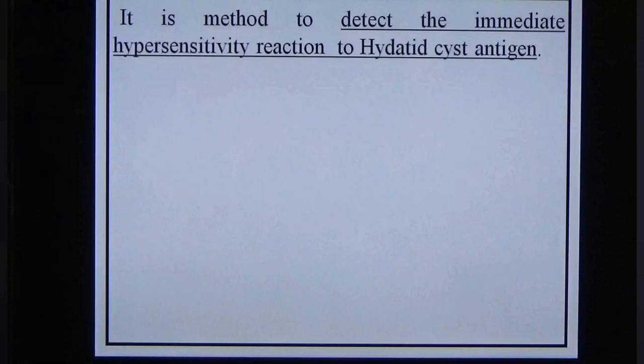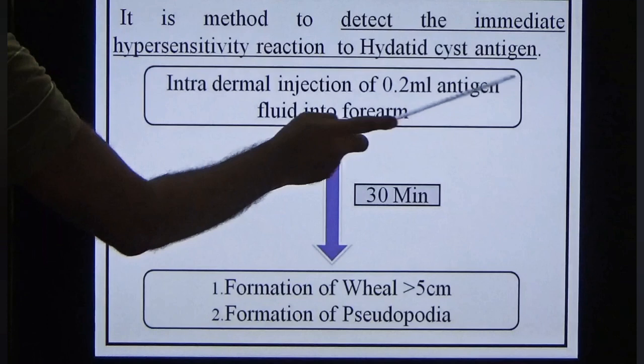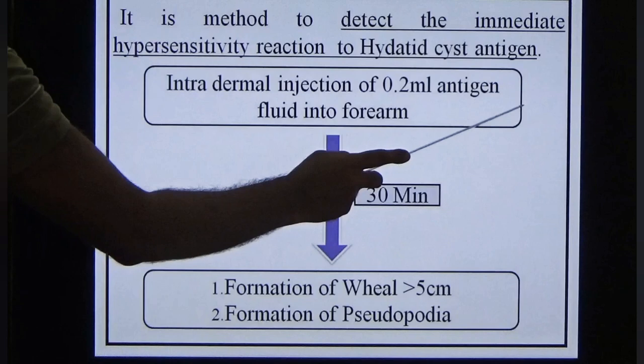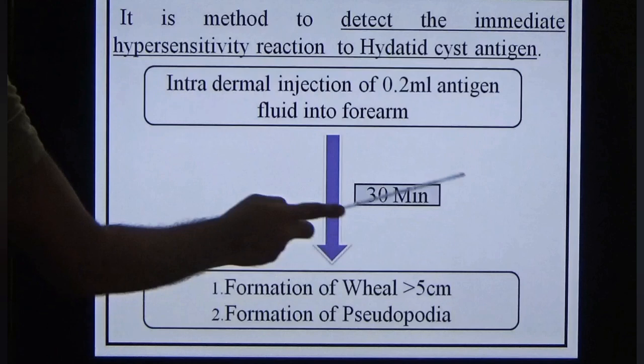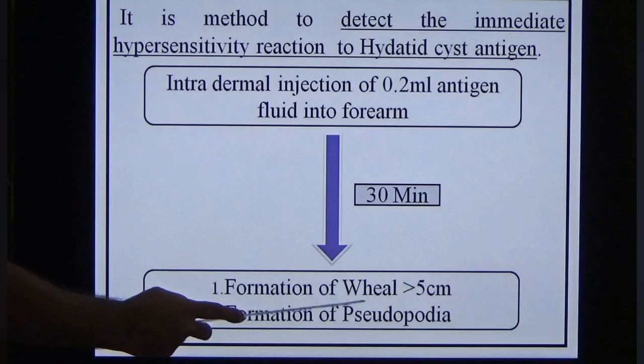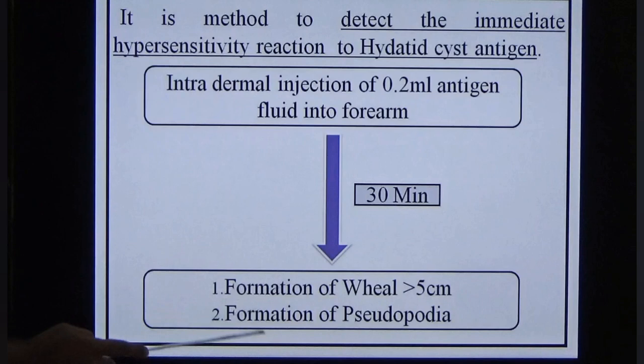An intradermal injection of 0.2 ml of antigen fluid is given into the forearm of the patient, and another forearm gets sterile water as a control. Okay. So we will wait for 30 minutes. If within 30 minutes there is a formation of a wheal, that means redness, and formation of pseudopodia more than 5 cm, that indicates the skin test is positive, that means the patient is affected by Echinococcus granulosus. So this is the first immediate test we have to do for the patient suffering from Echinococcus granulosus.